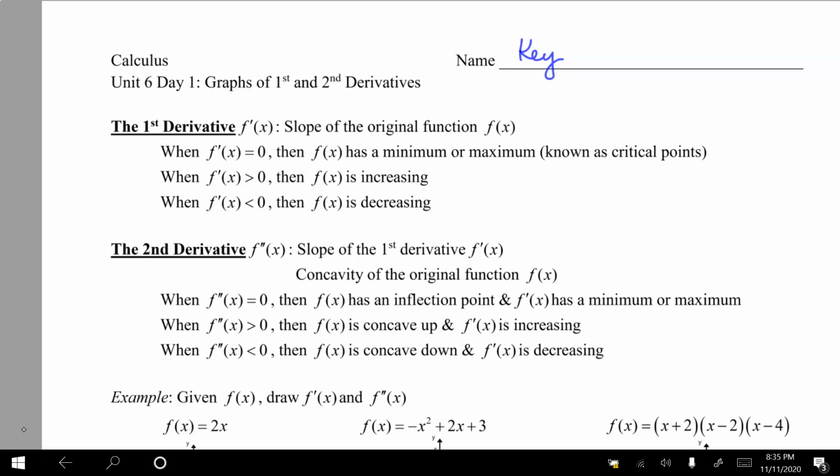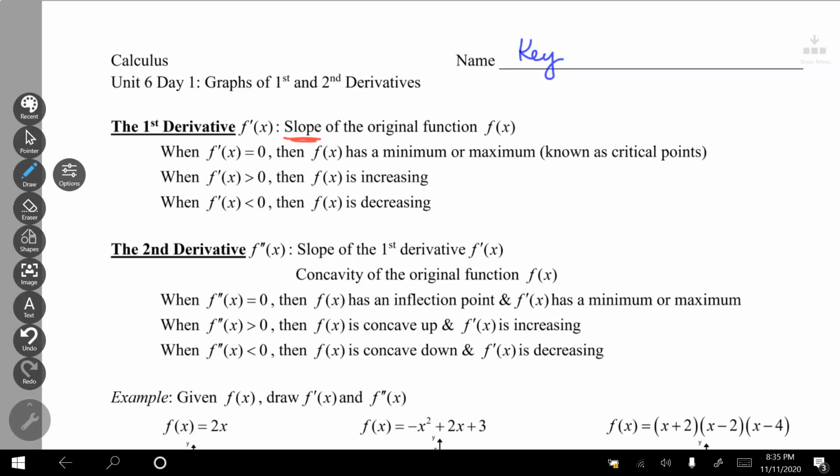So again, the first derivative is the slope of the original function. So when f prime is equal to 0, then there's probably going to be a minimum or a maximum. These are called critical points, and we'll get more into those on day 2. When f prime is positive, that's because the function is increasing. When f prime is negative, that's because the function is decreasing, and we've talked about this before.